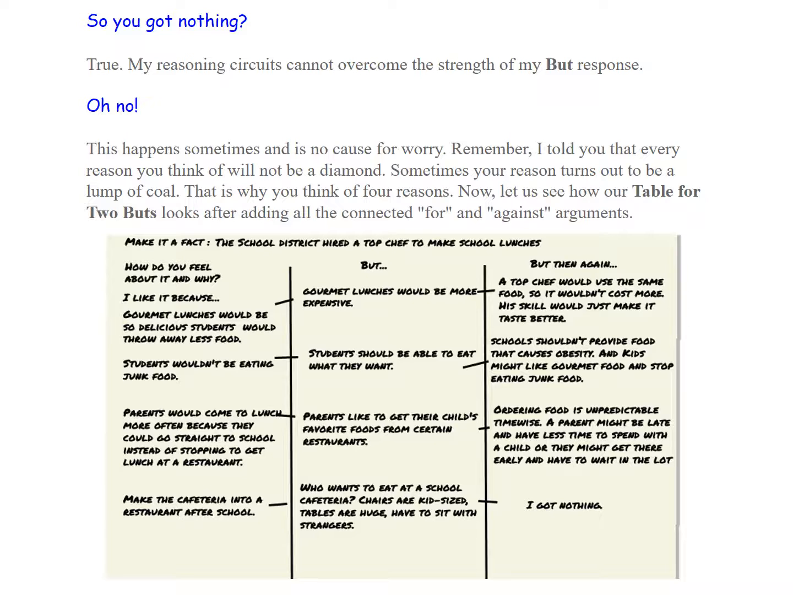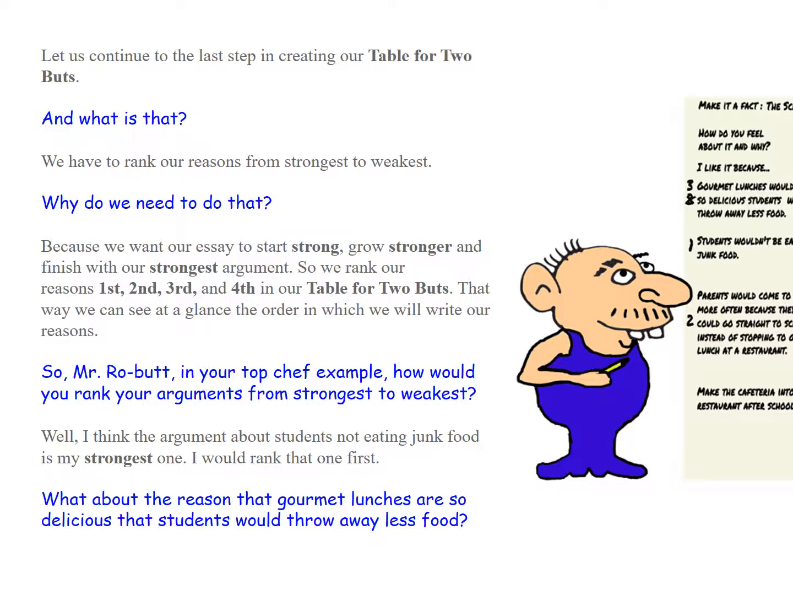Let us continue to the last step in creating our table for 2 buts. And what is that? We have to rank our reasons from strongest to weakest. Why do we need to do that? Because we want our essay stronger and to finish with our strongest argument. So we rank our reasons first, second, third, and fourth in our table for 2 buts. That way we can see at a glance the order in which we will write our reasons.